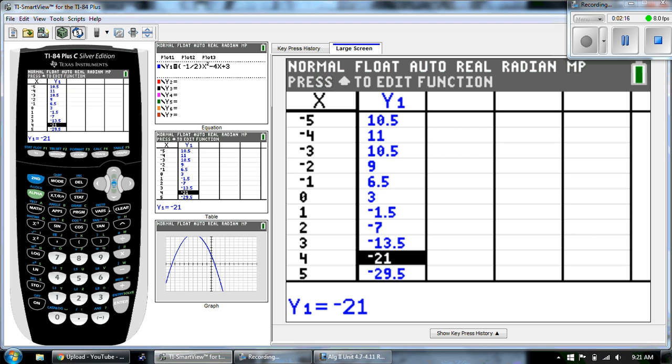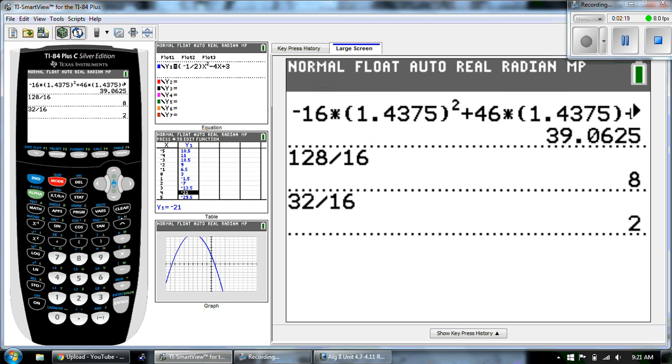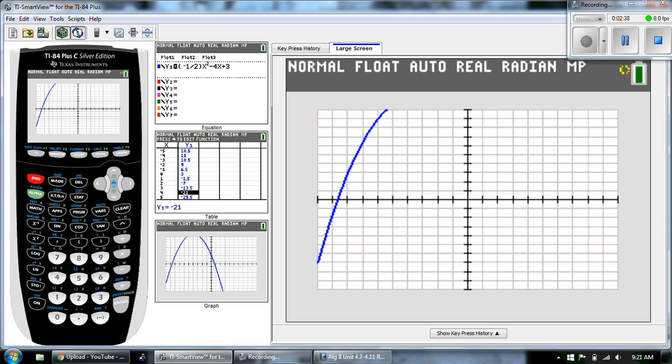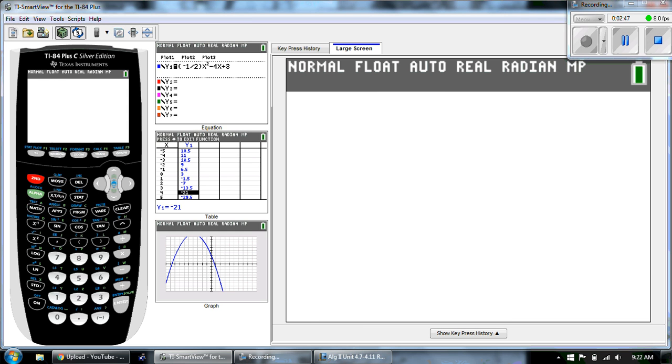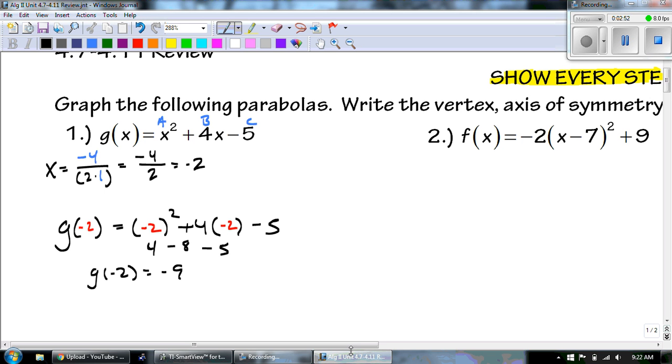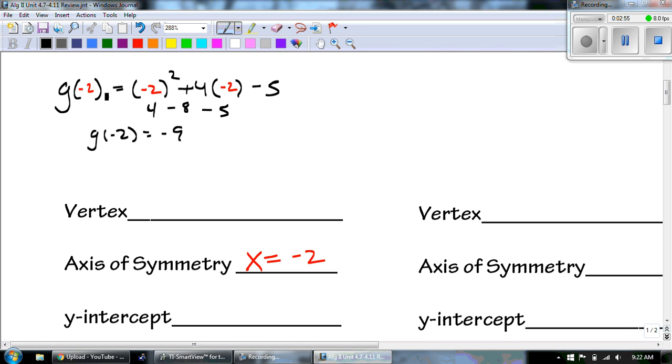Okay, and it's always good to double check with your calculator. Negative 2 squared. Sorry, that's plus 4 times negative 2 minus 5. Oh, wrong button. Oh, man. There we go. And we get negative 9. Okay, so my vertex is negative 2, negative 9.